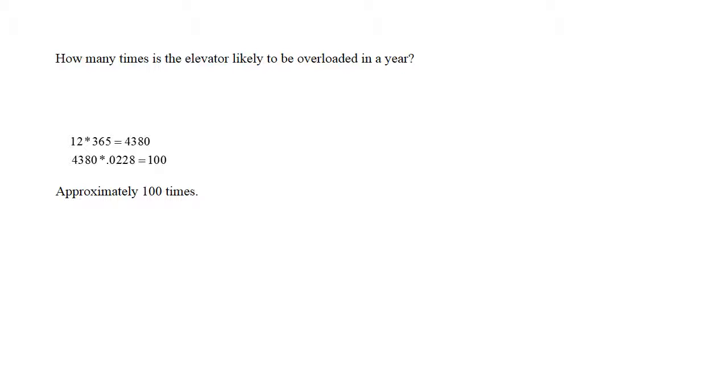There are 365 days in a year. So if we multiply, we have 4,380 times a year that the elevator is overloaded. The probability that that happens is 0.0228. So if we multiply the amount of times times the probability, that equals 100. So approximately 100 times a year the elevator is overloaded.